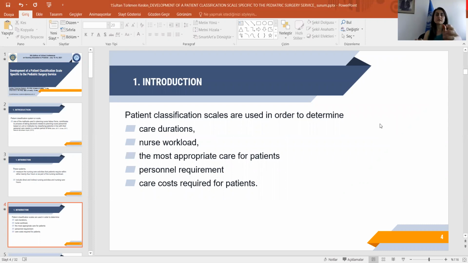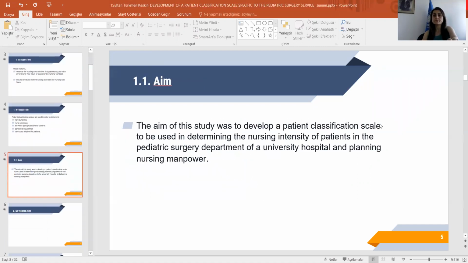Patient classification scales are used in order to determine care durations, nurse workload, the most appropriate care for patients, personnel recruitment, and care costs required for patients. In the literature, there are many patient classification scales such as the Rafaela system, the Oulu patient classification, Perroca's patient classification instrument, the Cheltenham patient classification scale, and the nursing activity score.